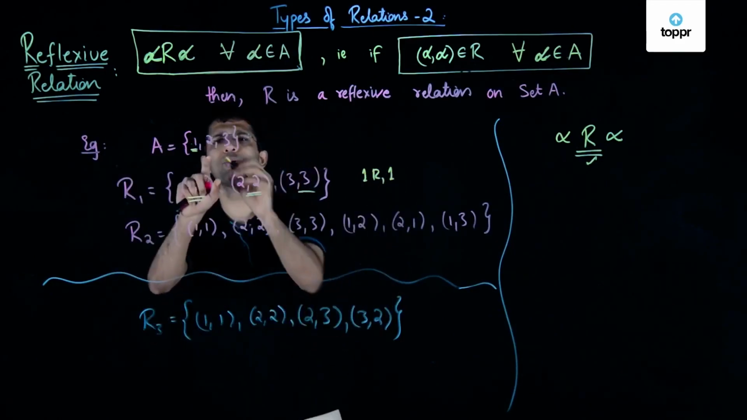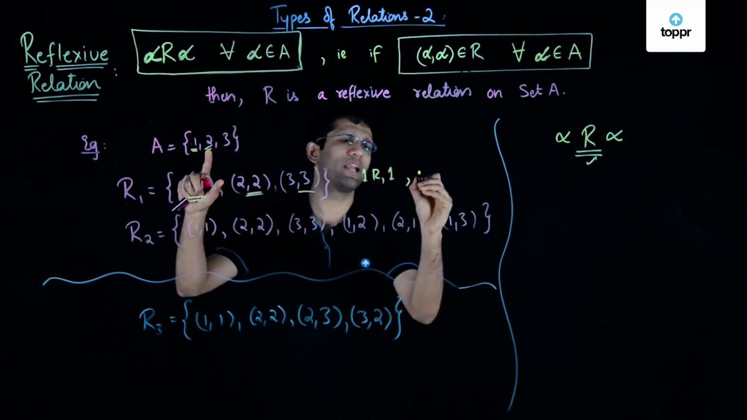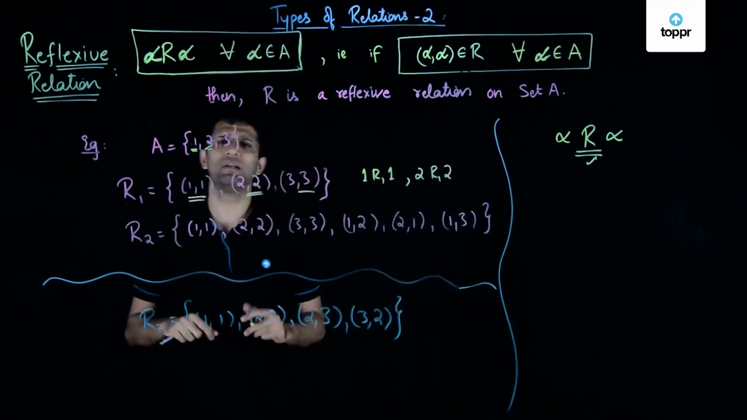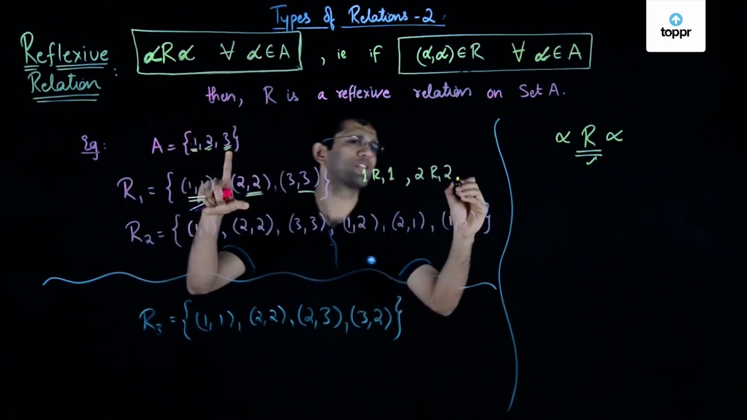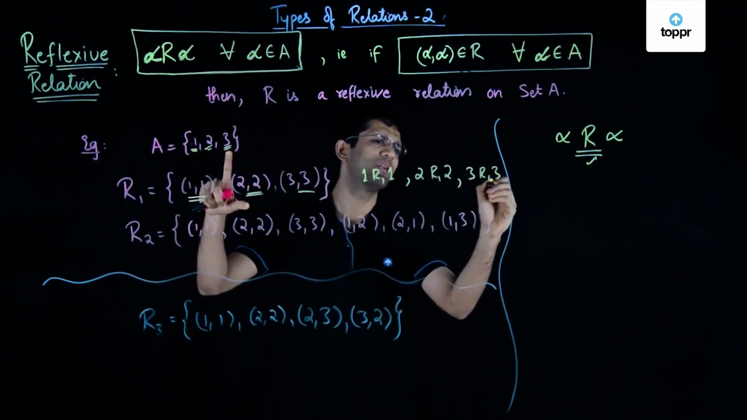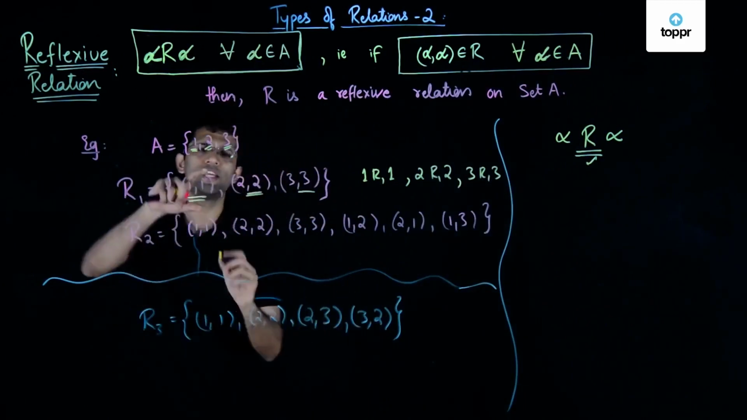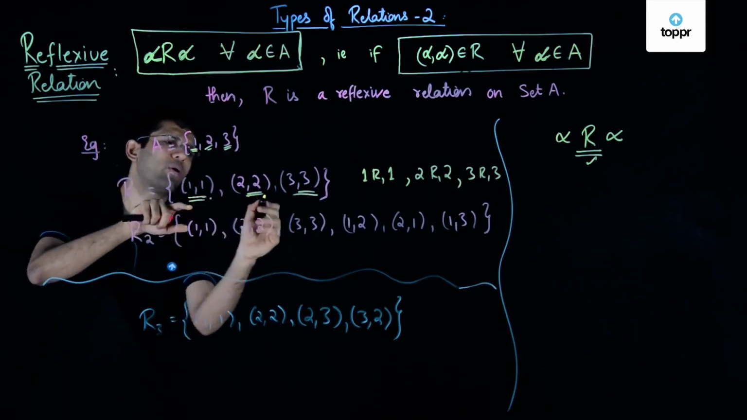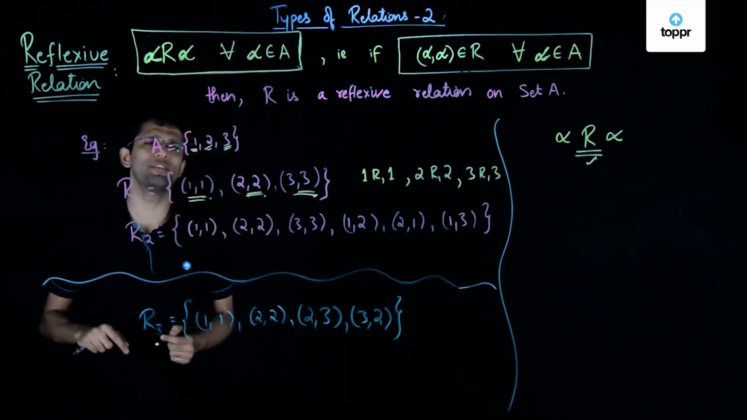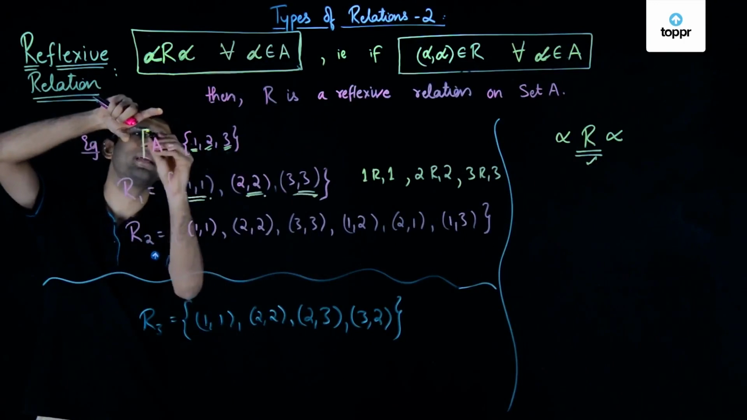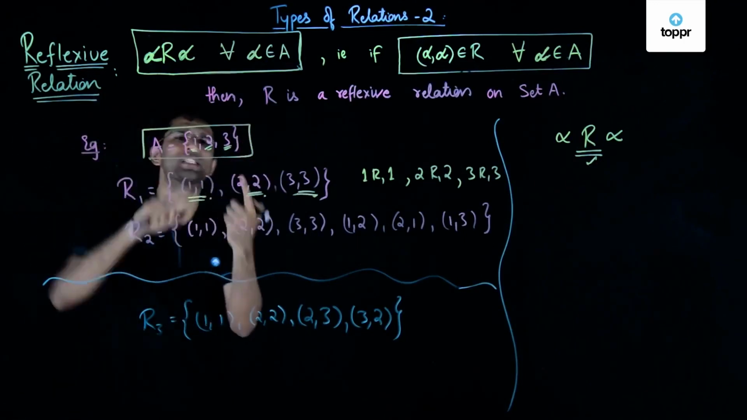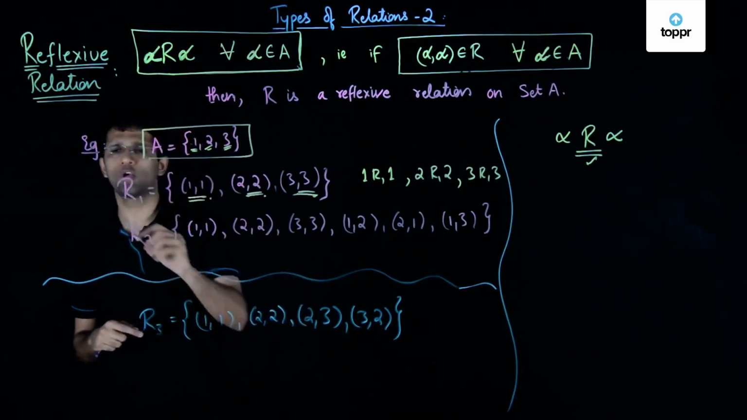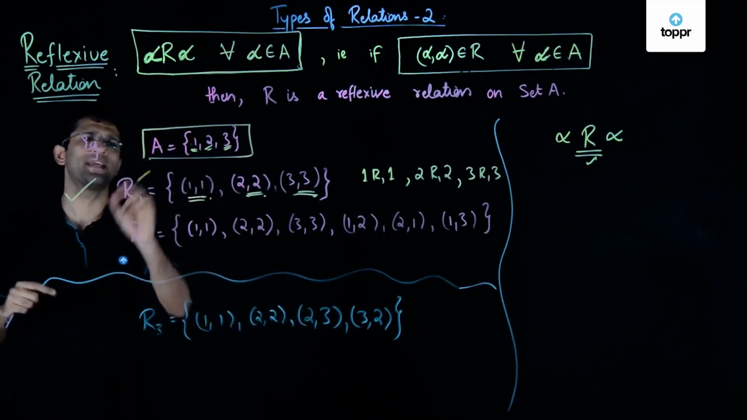In a similar manner, if you look at element 2 of set A, you will realize that element 2 again is related to itself by the relation R1. And finally, the element 3 here is also related to itself by the relation R1. And so you see each of these ordered pairs (1, 1), (2, 2) and (3, 3) belong to R1. And so we say that for every element of set A, it is related to itself under R1. And so we say that R1 is a reflexive relation on set A.